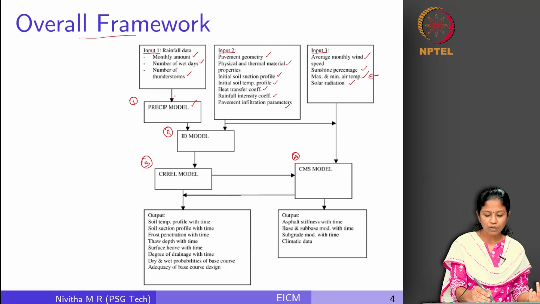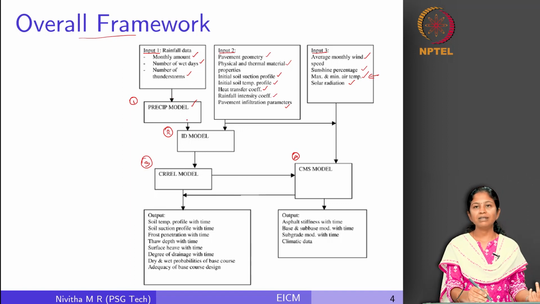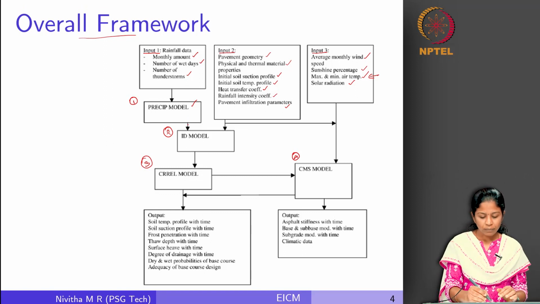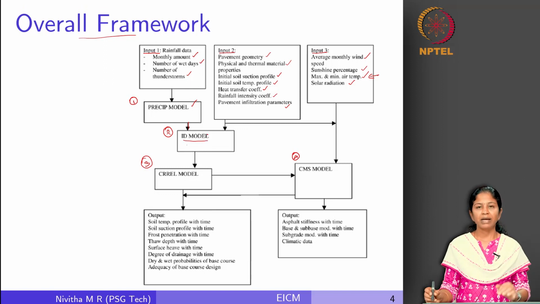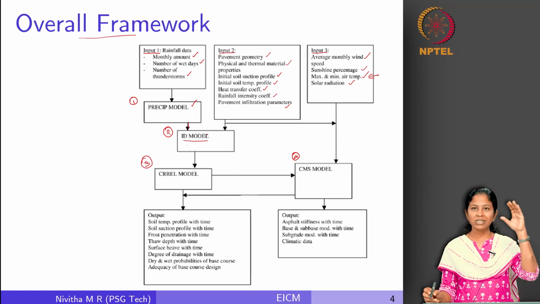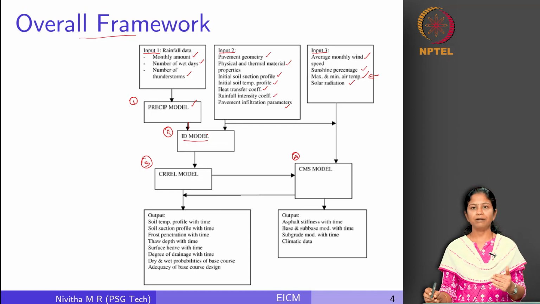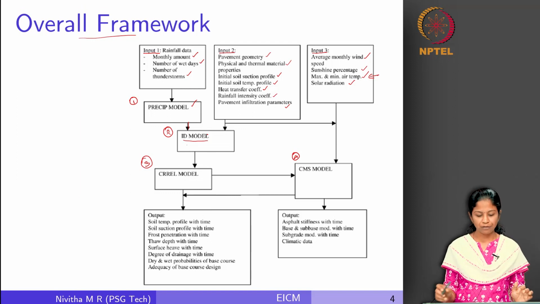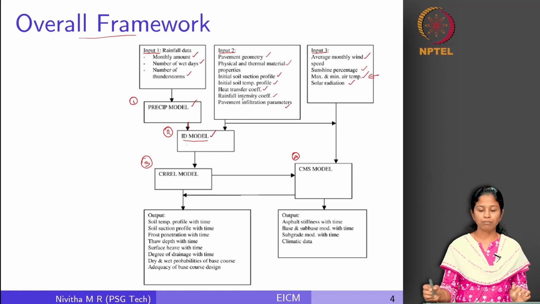Now this information goes into the precipitation model. This model calculates how much rainfall you can expect over the design period or the analysis period. Then it is transferred into the infiltration and drainage model, right. Given that this much rainfall reaches the surface of the pavement, how much actually enters into the pavement, how much of this rainfall infiltrates into the pavement, and similarly once the water infiltrates into the pavement, how much it is able to drain off, and how much time it takes to drain off. Both are calculated in the infiltration and drainage model. For that we need all these input parameters.